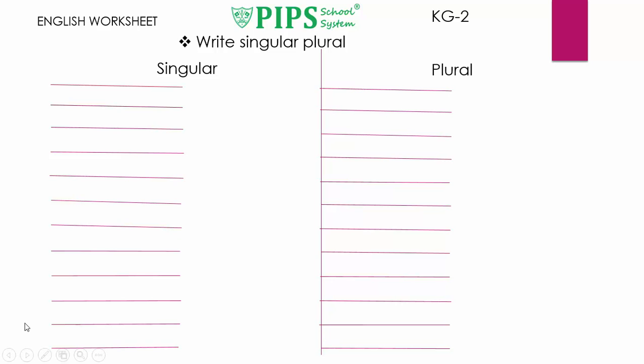The first singular word is bat. Bat is a singular word. Here is the picture of bat. But when we add the letter S at the end of the bat, it will become bats. These are bats.